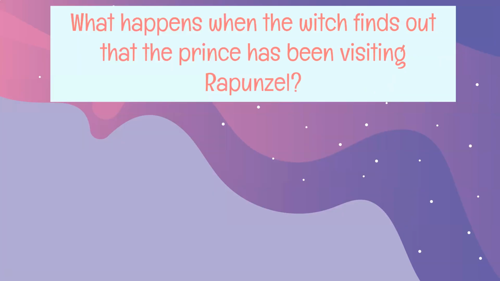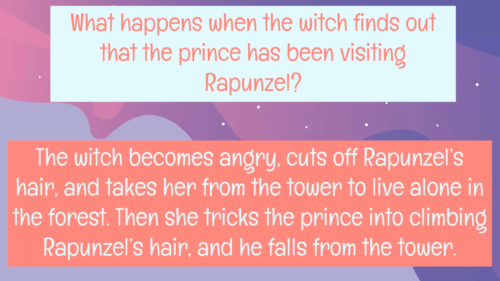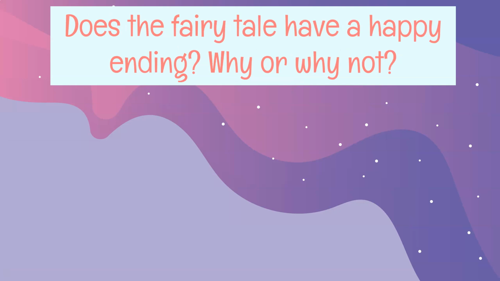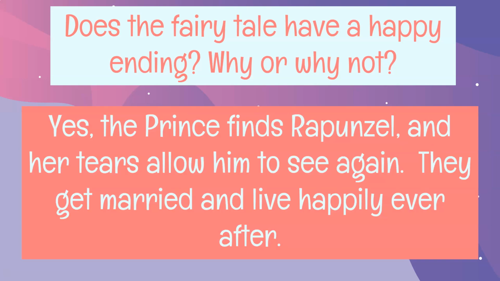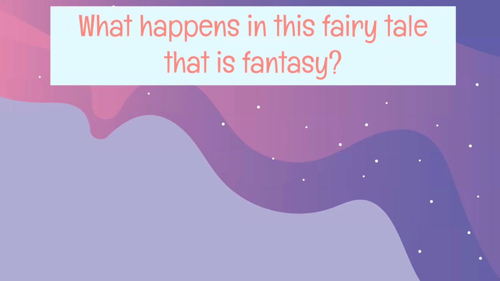What happens when the witch finds out that the prince has been visiting Rapunzel? The witch becomes angry, cuts off Rapunzel's hair, and takes her from the tower to live alone in the forest. Then she tricks the prince into climbing Rapunzel's hair, and he falls from the tower. Does the fairy tale have a happy ending? Why or why not? Yes, the prince finds Rapunzel, and her tears allow him to see again. Then they get married, and they live happily ever after.